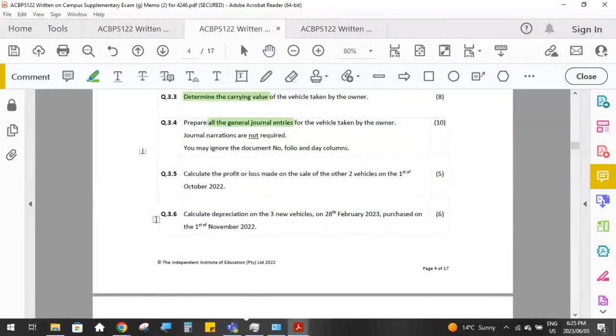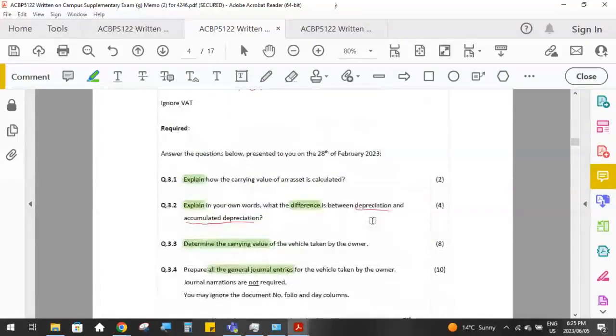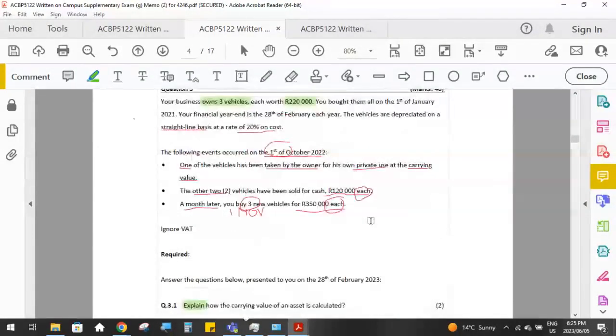And then the last one, 3.6, calculate depreciation on the 3 new vehicles that were purchased on the 1st of November 2022. So what's the depreciation amount that we would then record, debit depreciation, credit ACBP, on the 28th of February 2023. So remember, we paid 350 Rand each for 3 vehicles.